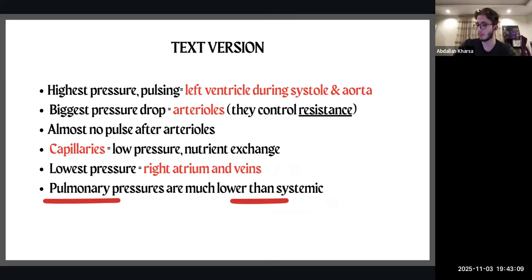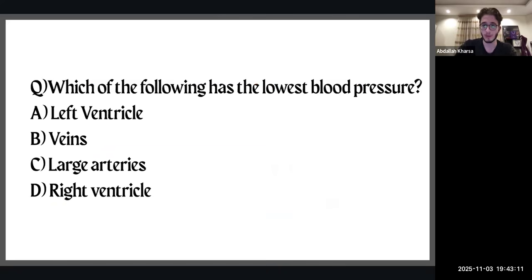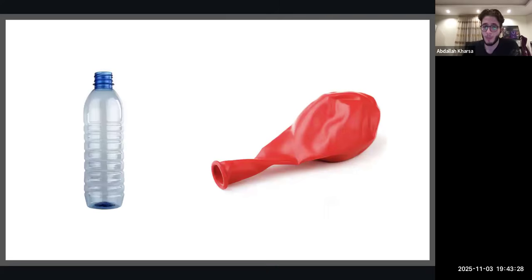We're moving on. Which of the following has the lowest blood pressure? This is a real question. You're going to think I'm giving you the stupidest questions on the planet, but this is literally the type of questions they ask. B, exactly. Does anyone have any problem with this? It's very simple. Perfect.